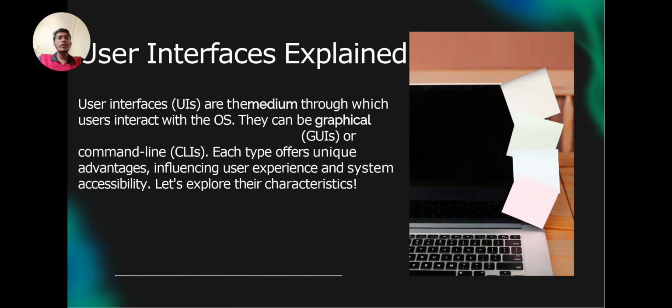Looking at the first component, the user interface. User interfaces, that is UIs, are the medium through which the user interacts with the OS. These are the interaction sites where the user interacts with the operating system. There are two types: GUI and CLI. GUI stands for graphical user interface, and CLI stands for command line interface. Each type offers unique advantages influencing user experience and system accessibility. Let's explore their characteristics individually.